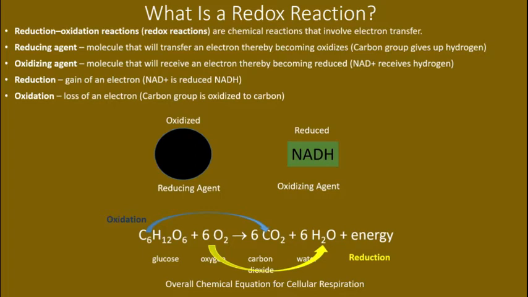Oxidation and reduction events are always coupled, meaning that if one atom loses an electron, another has to gain it. Nothing disappears or reappears, it's just moved around. Electron donors are always paired with electron acceptors. Glucose is the electron donor and oxygen is the electron acceptor in cellular respiration.